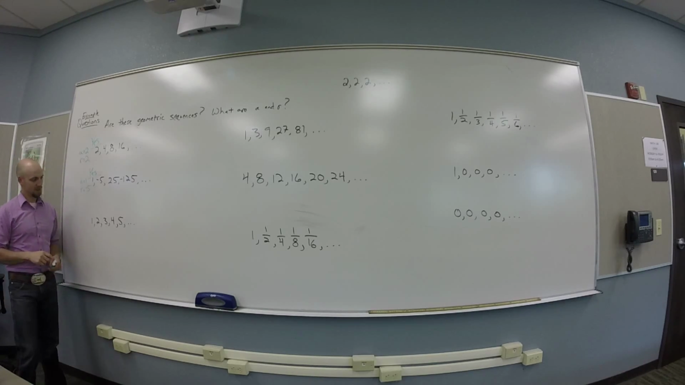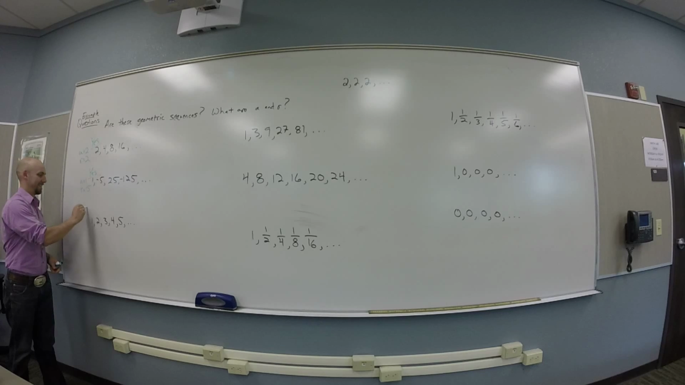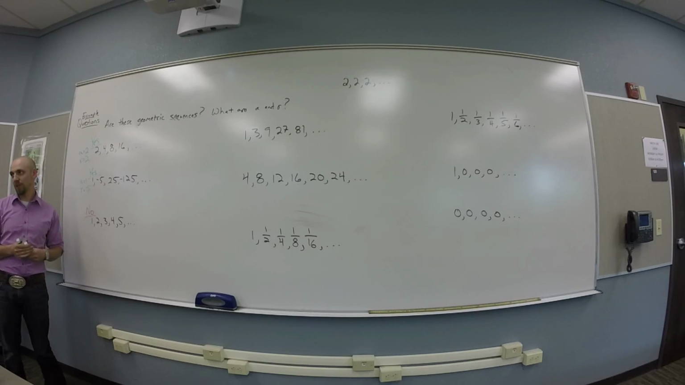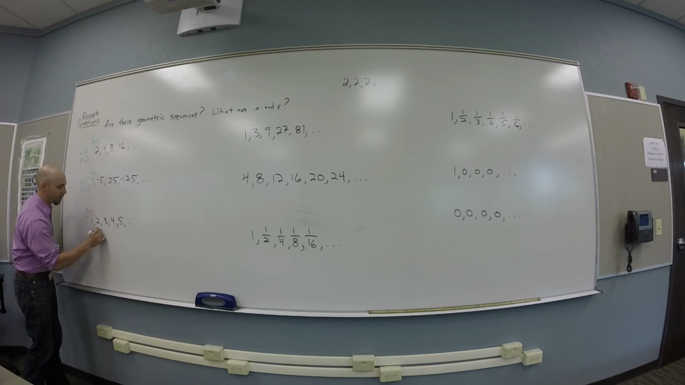How about this guy? Plus 1. Can you do it? You have to do it with multiplication, right? No, because geometric sequences are specifically multiplication. And you guys were seeing that this was what? Addition. Yeah, there's a really consistent addition. This is add 1, add 1, add 1.